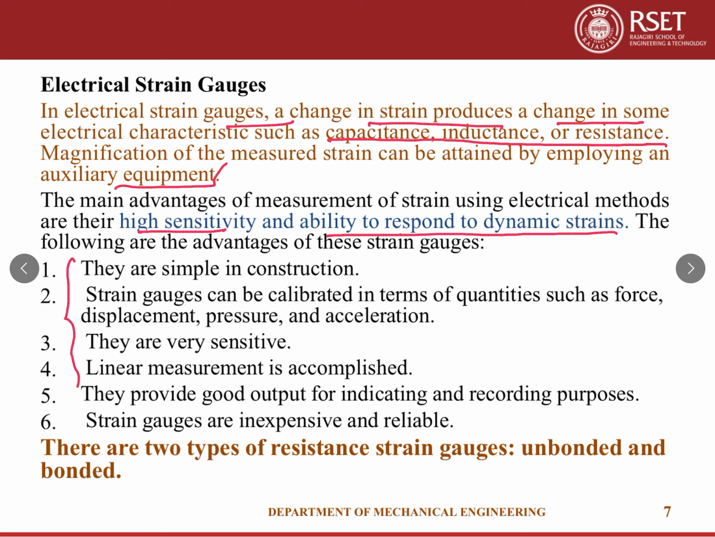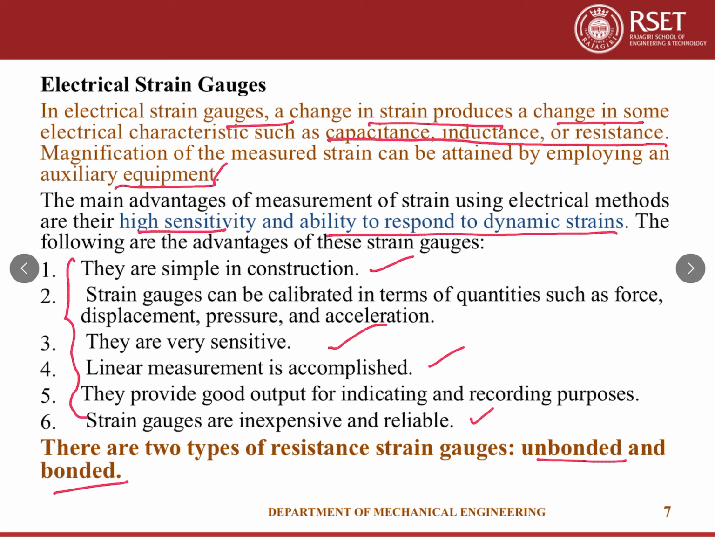These are some of the advantages of electrical strain gauges. They are simple in construction, sensitive, and linear measurement is accomplished. Strain gauges are inexpensive and reliable. There are two types of electrical resistance strain gauges: unbonded and bonded strain gauges.